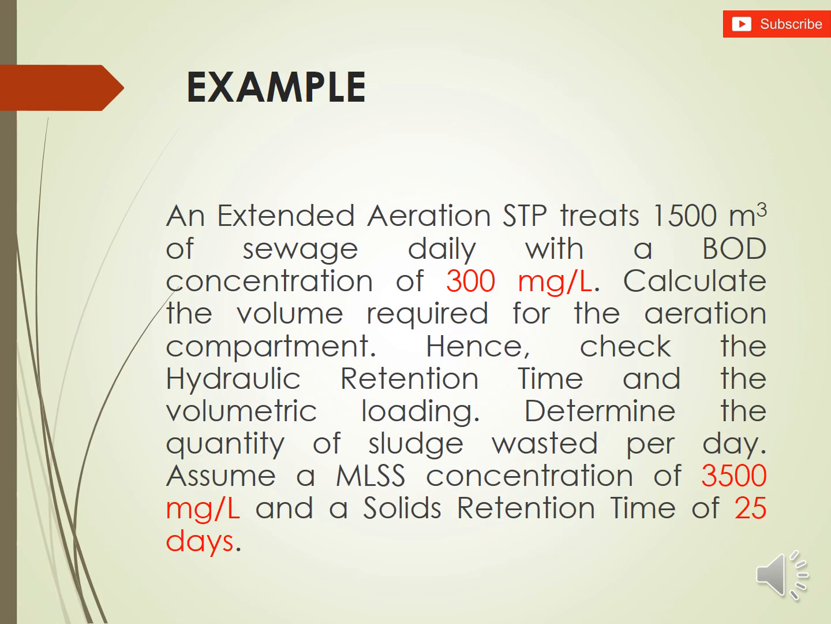Here's an example. An extended aeration sewage treatment plant treats 1,500 meter cubic of sewage daily with a BOD concentration of 300. So we have to calculate the volume and check the hydraulic retention time if we want to apply for extended aeration. Okay, and determine the quantity of sludge wasted per day. We assume MLSS of 3,500 and solid retention time of 25 days.